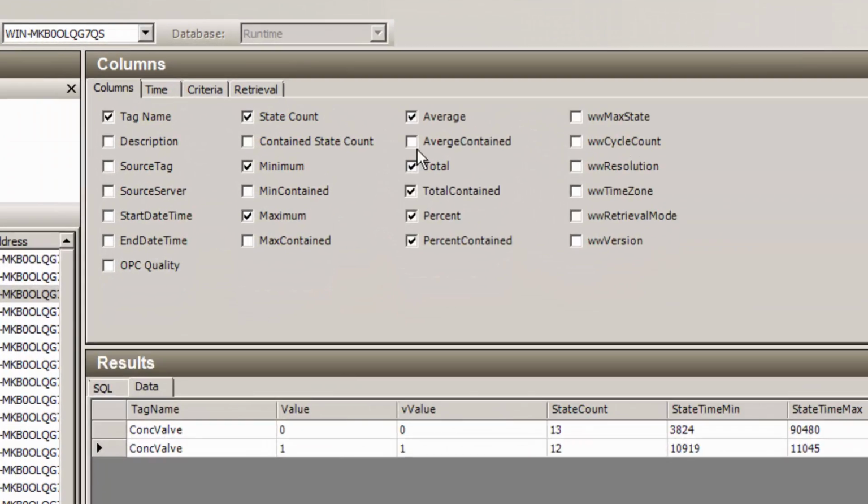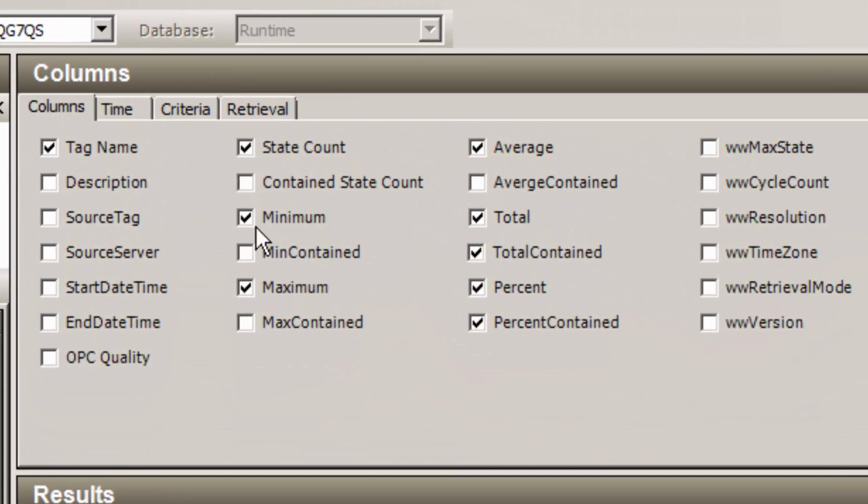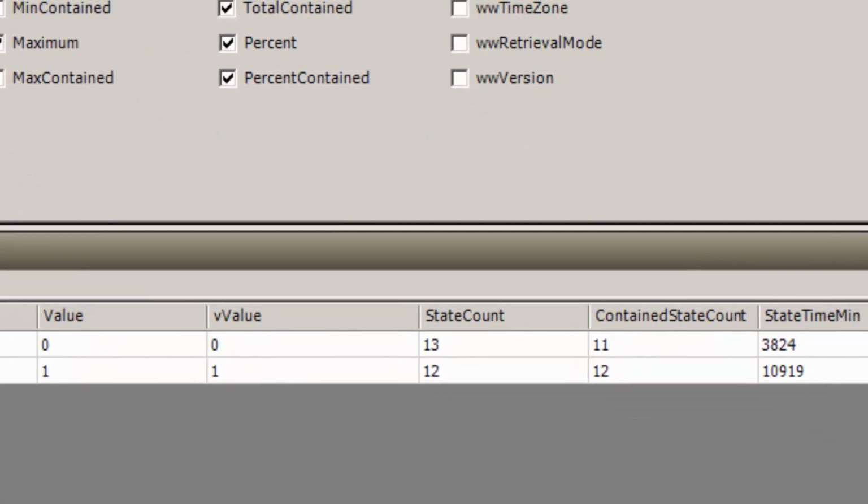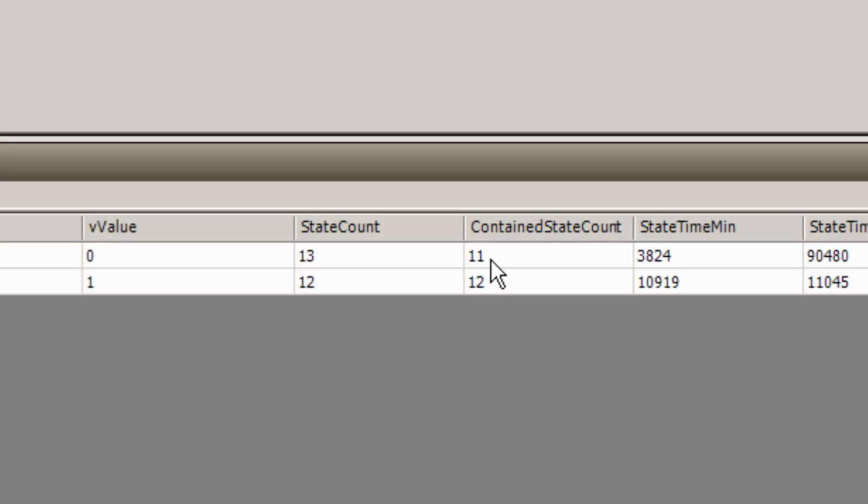There are other columns in here that I could have chosen to focus on contained as well. Perhaps a contained state count. And with a contained state count selected, you actually see that it didn't look at when the concentrate valve was in an off state initially. It has to truly transition to off rather than already have been off.